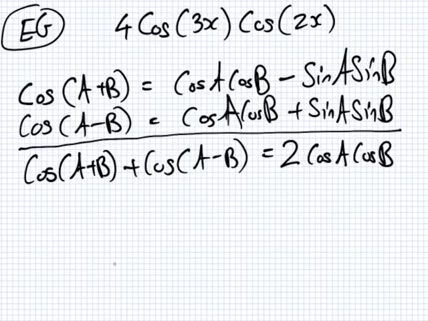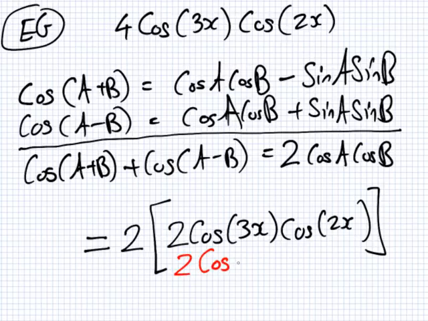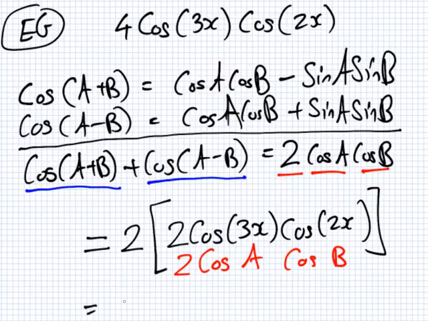So now, if I go back to my question, I should rewrite it as 2 bracket 2 cos 3x cos 2x, because now what I have inside here is something that looks like 2 cos A cos B, and you know that 2 cos A cos B should equal cos A plus B plus cos A minus B. So this will be 2 cos A plus B, so that's cos 5x.